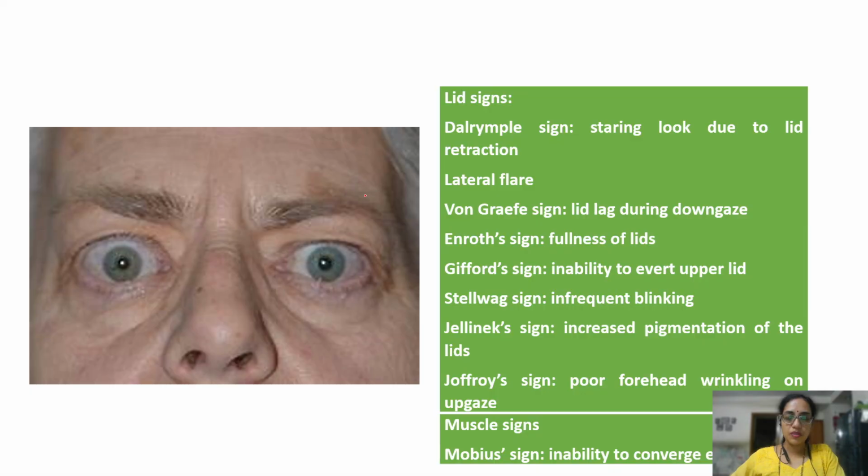So we'll enumerate the signs again for you. Dalrymple sign is staring look due to lid retraction. There is another important feature of thyroid ophthalmopathy called the lateral flare. Usually the normal lid contour will be like this, but here there is a flare of the lateral aspect of the lids, and this is very pathognomonic of thyroid eye disease. This is due to fibrotic contracture of the LPS complex, and it is not seen in other diseases.